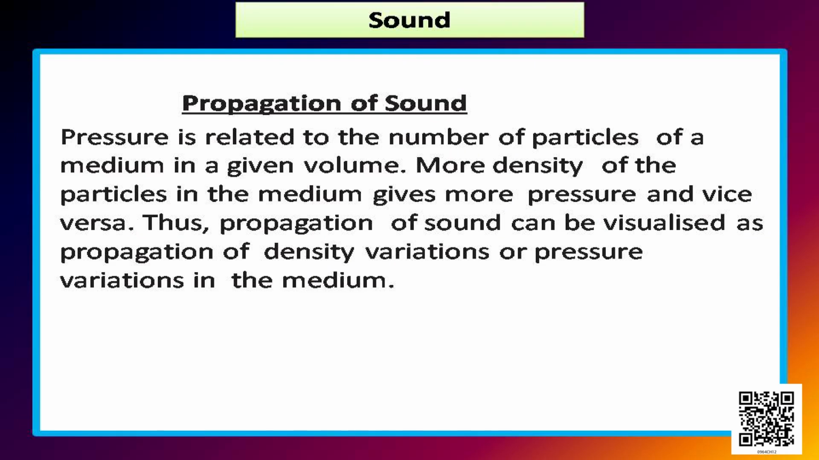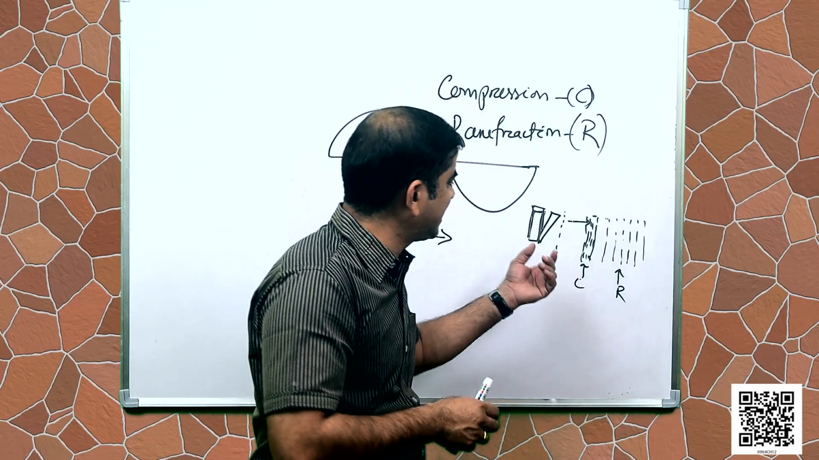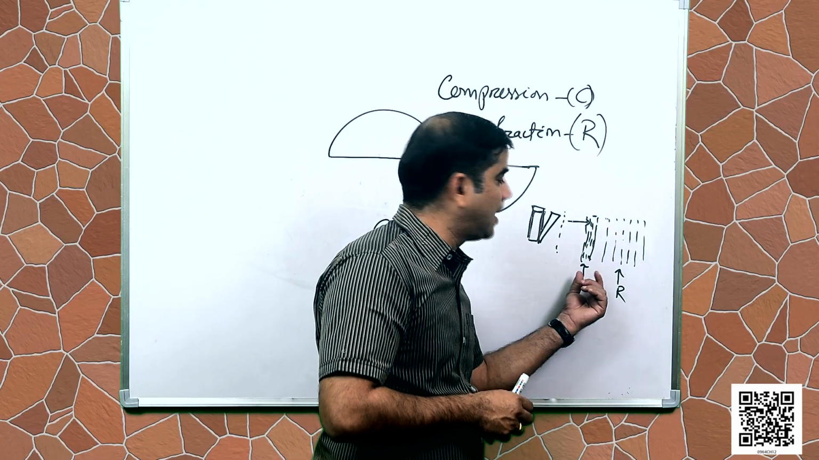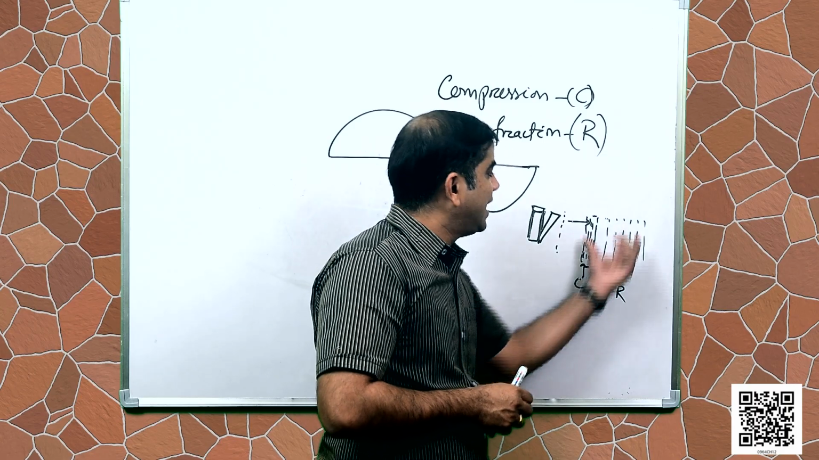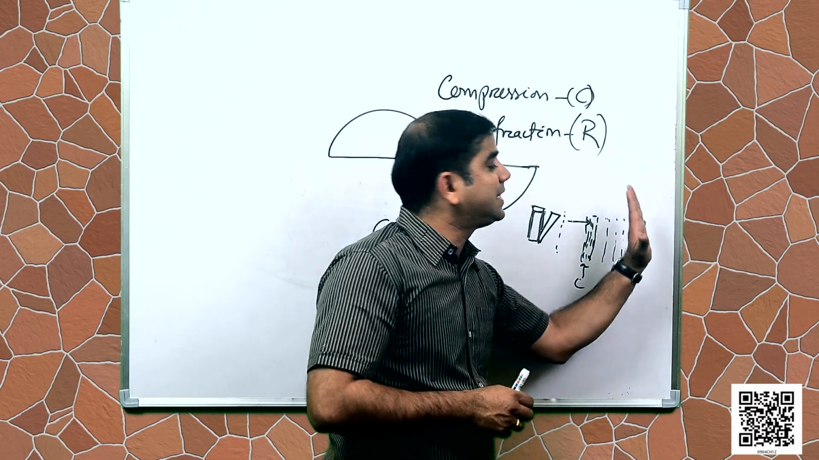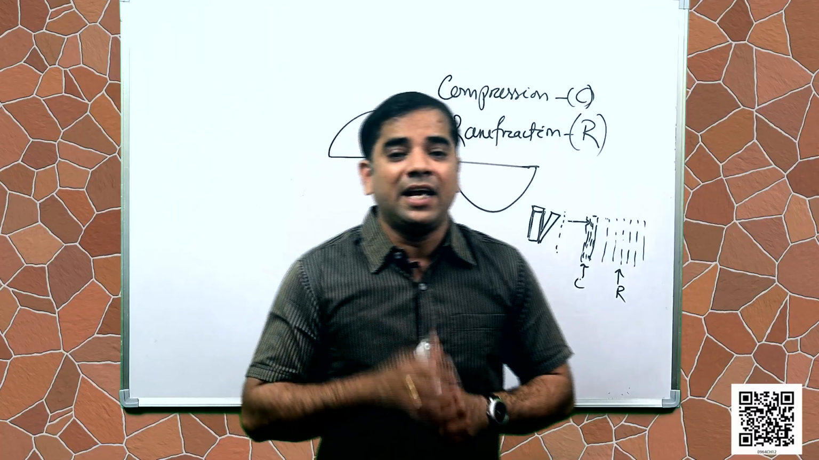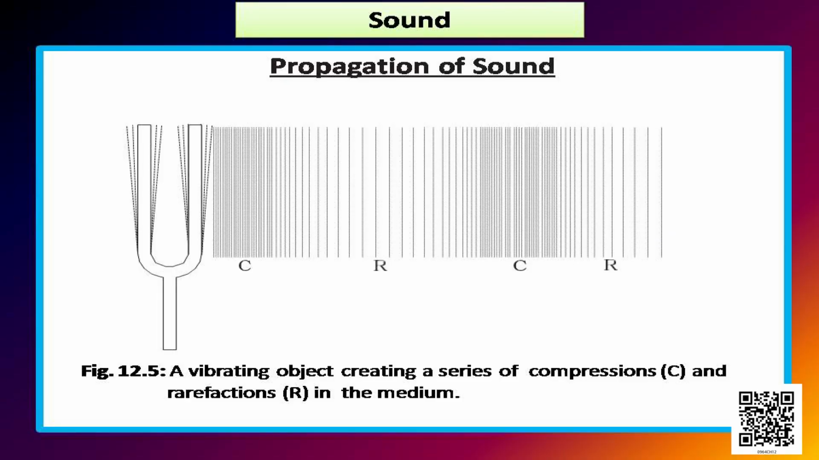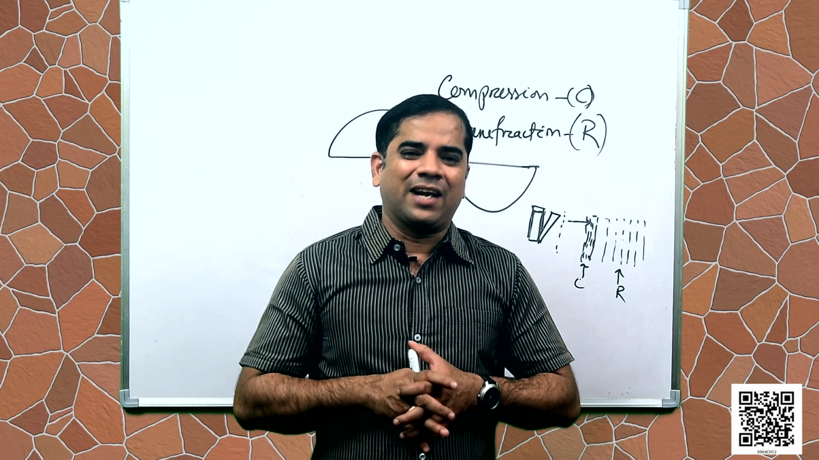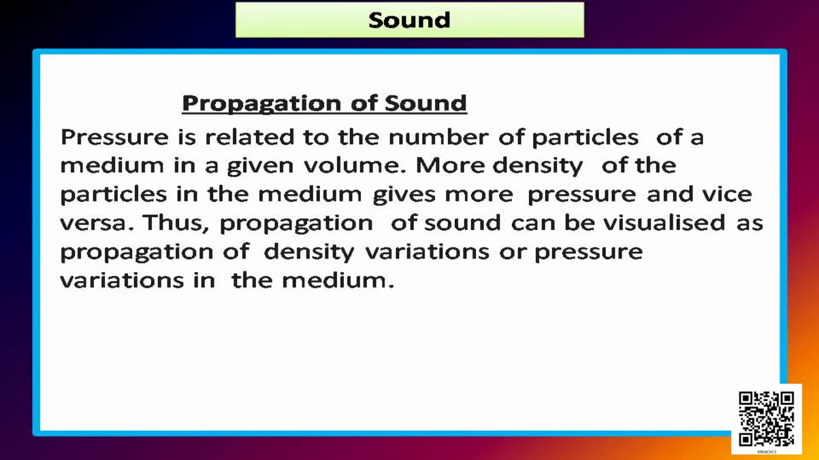Thus propagation of sound can be visualized as propagation of density variations. See, there is a density variation, it is a high dense area, it is a low dense area, and this continues as you can see in the figure given in your book. So we can conclude that propagation of sound can be visualized as propagation of density variations or pressure variations in the medium.